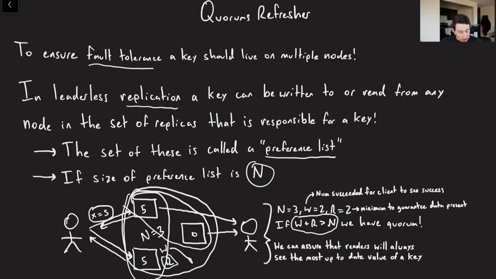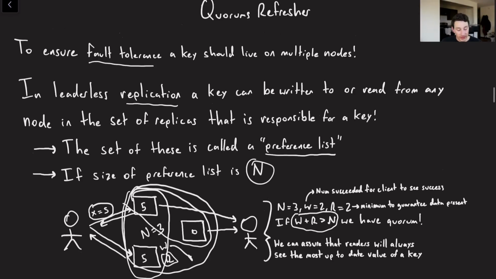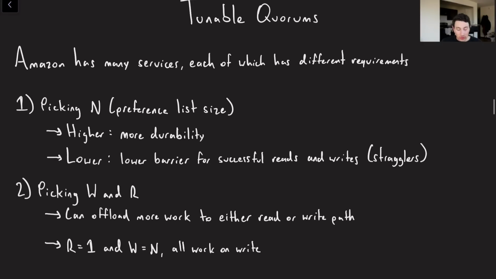Cool. So another thing to note is that this is basically going to allow readers to always see the most up-to-date value of a key. To add to this a little bit, because I'm sure you have a few more questions, we're going to get to that in a second. Basically, the thing with these quorums that makes them so useful in Dynamo is that they're very tunable. It means that different microservices in Amazon can configure their Dynamo in different ways, right?